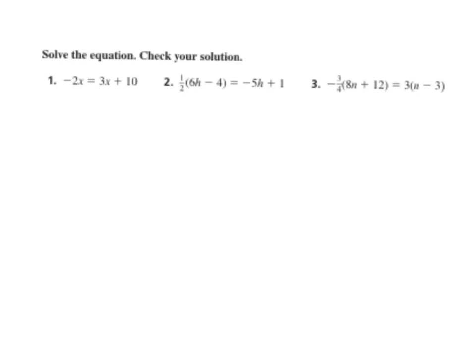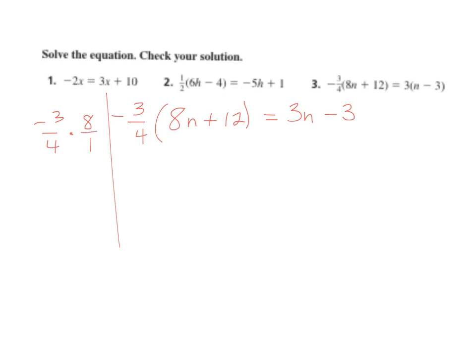Alright, so I've got negative 3/4 times 8n plus 12 equals 3n minus 3. So negative 3/4. So I'm just going to make a little cheat area. Negative 3/4 times 8. Make that a fraction. Cross canceling, I can say 4 goes into 4 once, 4 goes into 8 twice. Multiplying straight across, I get negative 6. So negative 3/4 times 8 is negative 6.